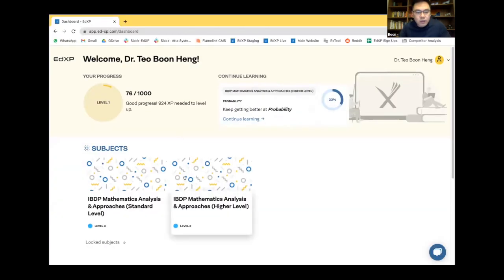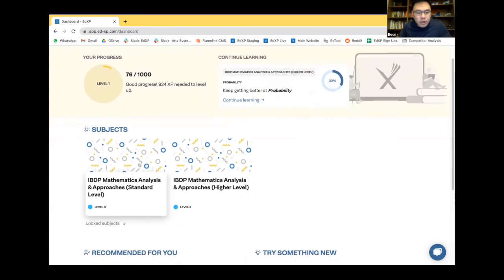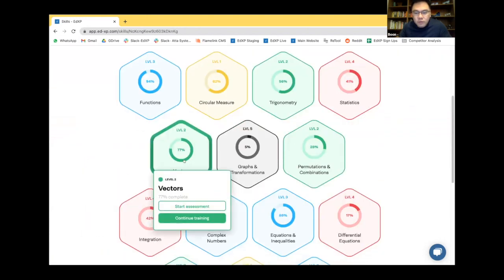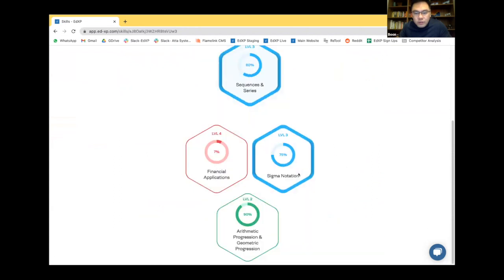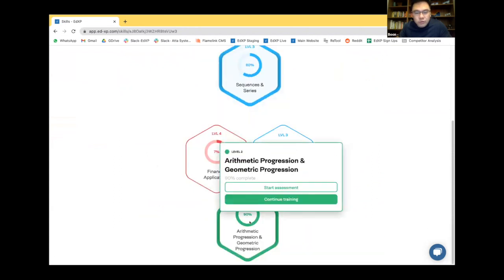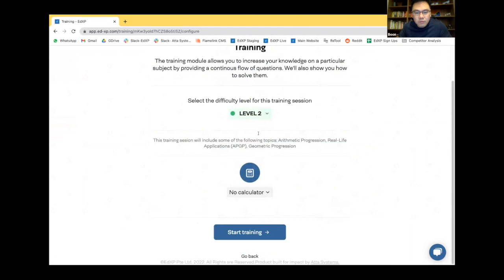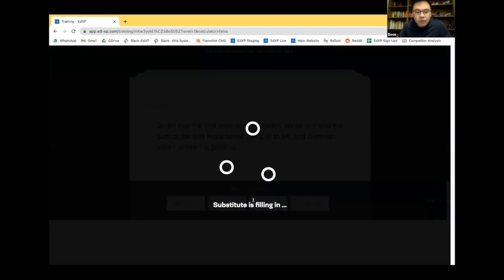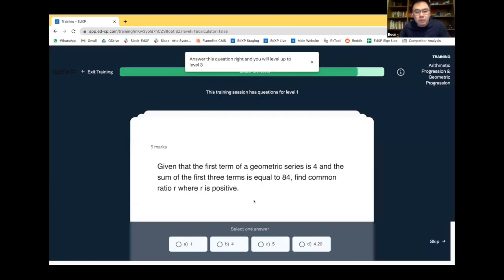This is my account. You can click on either subject, for example, AA higher level. We have all the different topics here. So for example, sequence and series, which I just went through, you can choose to train or assess for this concept itself. So let's say we want to start training. You can choose your difficulty level, maybe level 1 or level 2. You can choose, do you want paper 1 or paper 2? And then you can start doing some of these questions. The app will track your progress and you can gain experience points as you go along. So this is in the training mode.